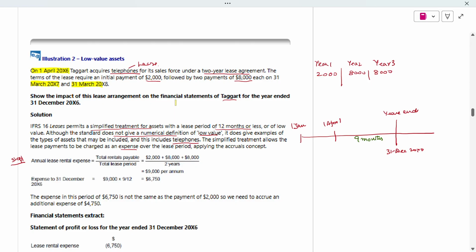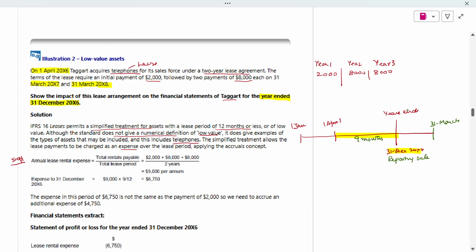The payments will be there on 31st March 2007 and 2008. But what is our reporting period? Our year ended is 31st December. If our year ended is 31st December, for how much have they made it? They have made it for 31st March. Fine. But we are talking about our reporting date.